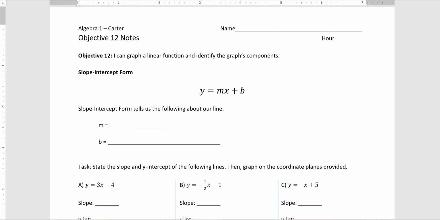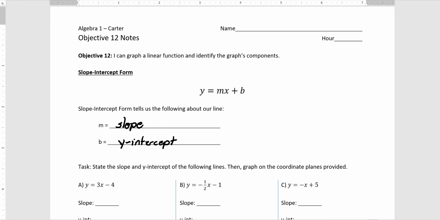plus b. Now, x and y are our normal variables. M and b represent two values that are really important in slope-intercept form. First, m represents the slope of the line, and b represents the y-intercept. The y-intercept is where the graph crosses the y-axis. All right, slope is what we've been working on.